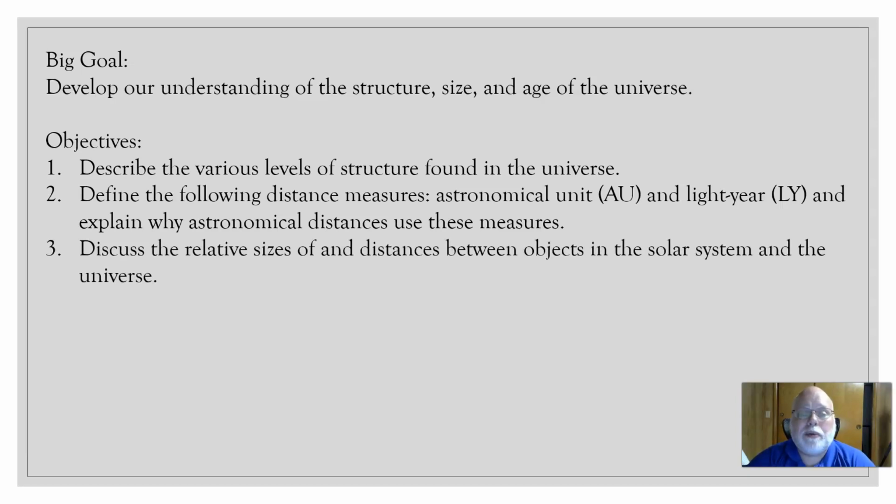Now, I also want you to be able to have a sense and be able to discuss the relative sizes of and the distances between objects in the solar system and the universe as a whole. Okay, so now notice we're focusing there on relative sizes. We'll talk about this more, but distances in astronomy and sizes in astronomy are so much larger than things we're familiar with. It's hard for us to grasp what it means to say, you know, Alpha Centauri is 4 light years away from us.